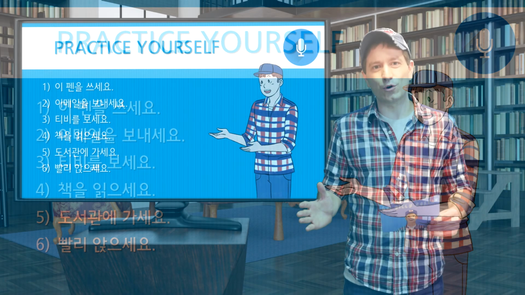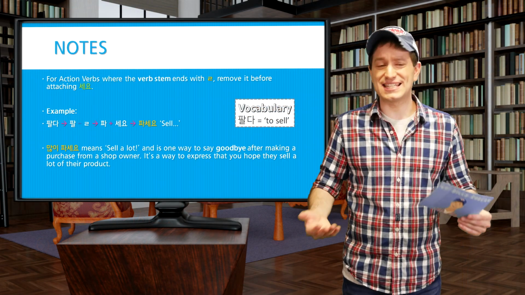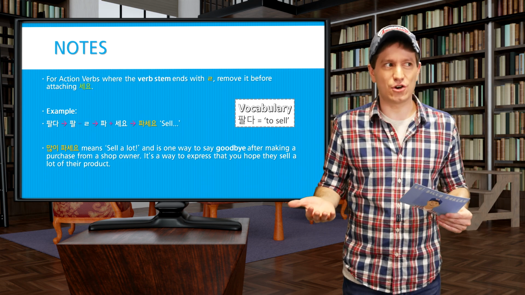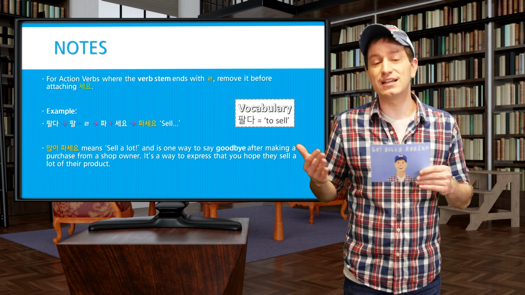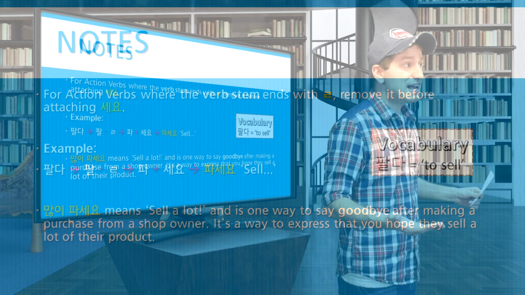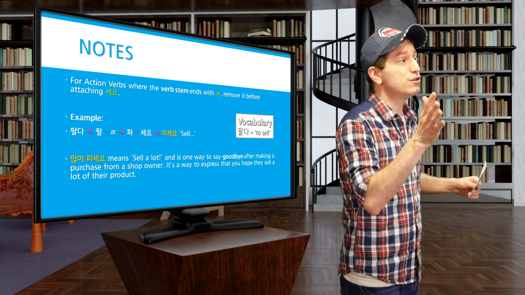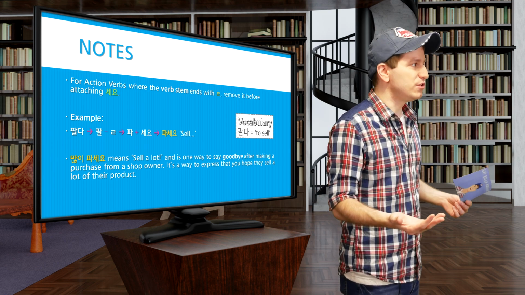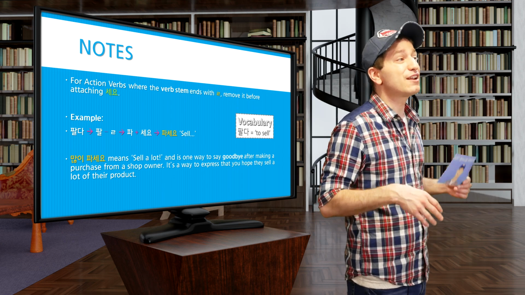A quick note before we go. Whenever you're using this form, 세요, together with an action verb stem that ends with a ㄹ, so 팔다, to sell, you simply remove the ㄹ before attaching 세요. So 팔다 would become 파세요. And you could get this common expression, 많이 파세요. 많이 파세요 literally means sell a lot. And it's actually just a way of saying goodbye when you're leaving a shop to the shopkeeper. And it's like a polite way of saying, I hope that you'll sell a lot of your product.